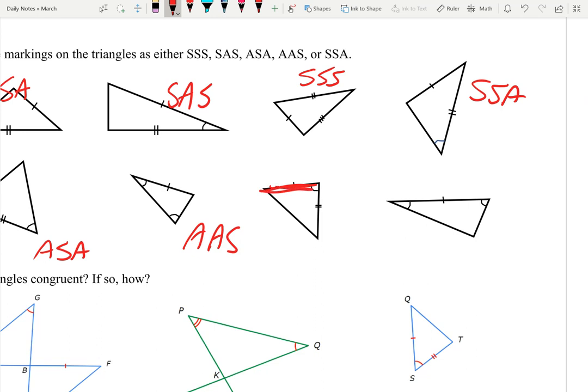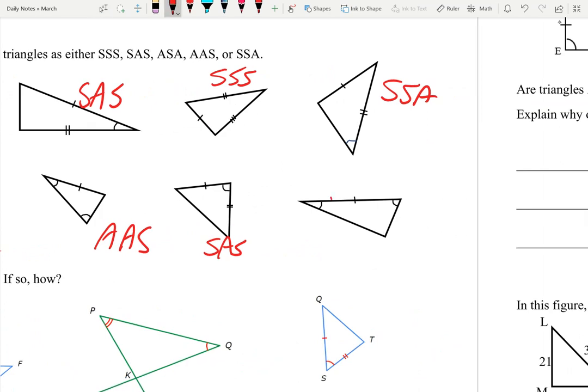But let's highlight the sides. So we have these sides, and the angle that's given to us is the one in between the sides, right? The angle here is the one that connects the two sides together. And when you get that, that's good. That's a side angle side. The angle is between the two sides. The angle is connecting the two sides together.